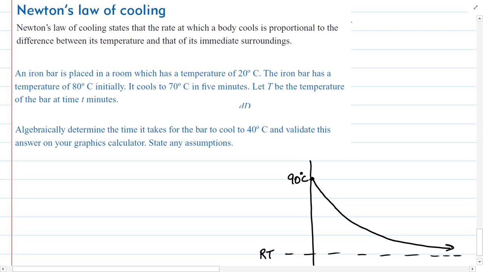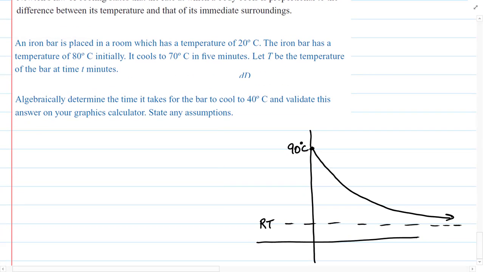So let's have a look at this. Newton's law of cooling states that the rate at which the body cools is proportional to the difference between the temperature and its immediate surroundings. So that being this difference here. It's proportional to that. And as that difference gets smaller, it will cool slower. Think about that logically for a minute. It makes sense.